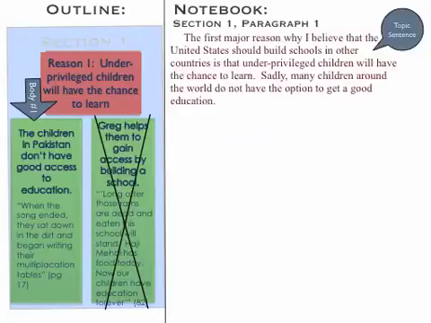Topic sentence. The first major reason why I believe that the United States should build schools in other countries, there's my thesis, is that underprivileged children will have the chance to learn. That's my reason number one. Sadly, many children around the world do not have the opportunity to get a good education. Good, so that's a good topic sentence. I just combined my thesis and my reason into a nice, clean sentence that explains what's going on in this paragraph. Okay, now it's time for me to get into that first column of evidence.